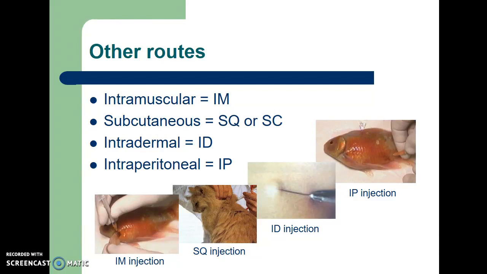Lastly, intraperitoneal. So you can see it would be very hard to hit a vein on this goldfish. It can be hard to hit it in rodents. Sometimes we use intraperitoneal injections in little lambs that we just want to get some fluids, warm fluids, and glucose into them. And it's absorbed readily from that intraperitoneal space into the vasculature.